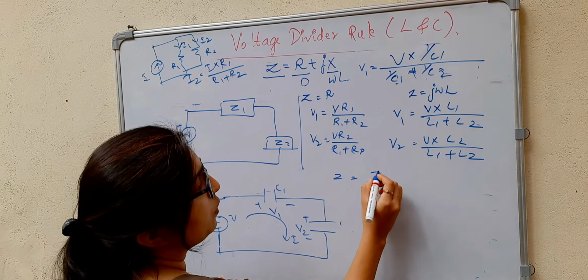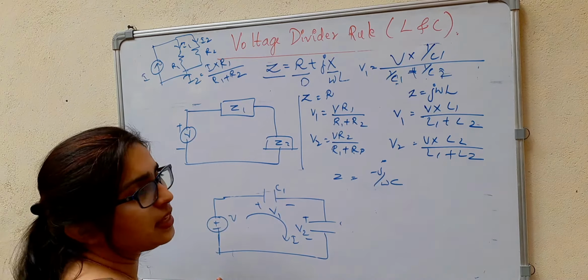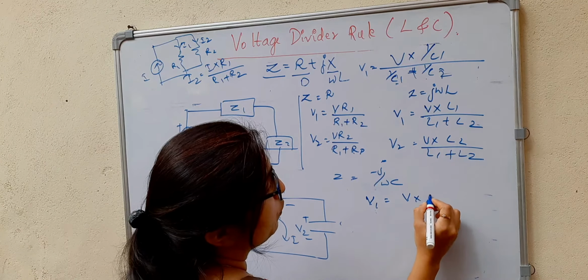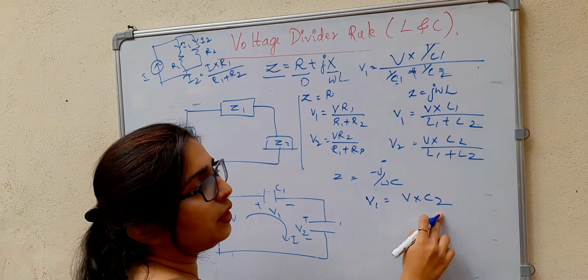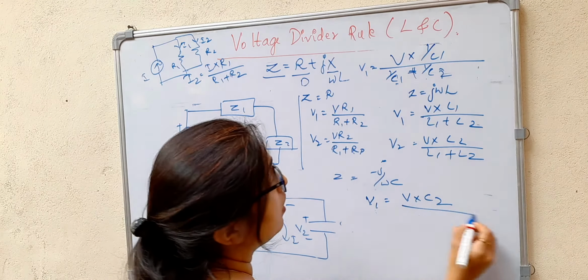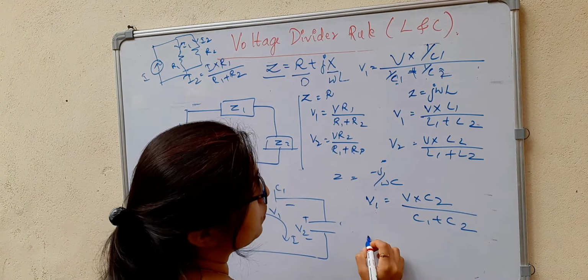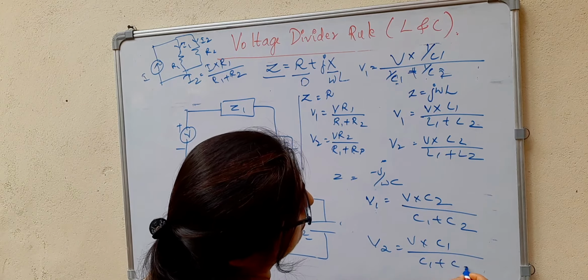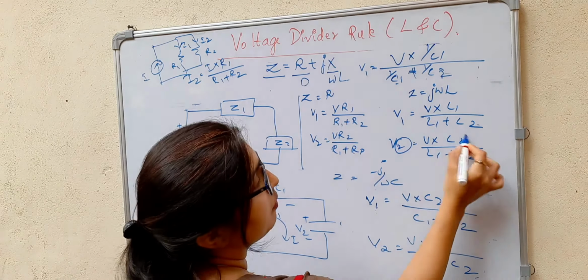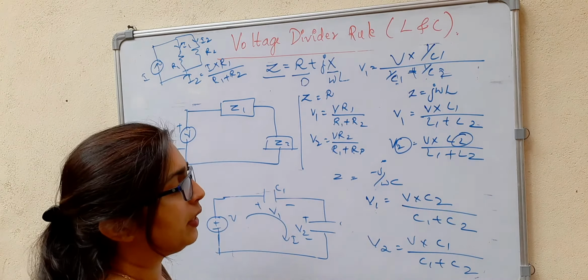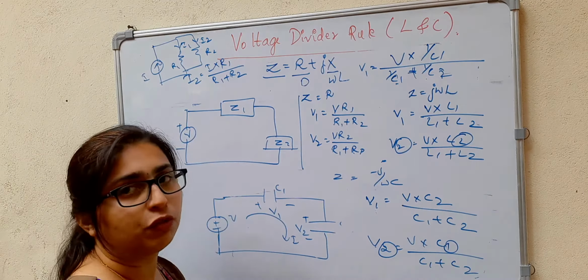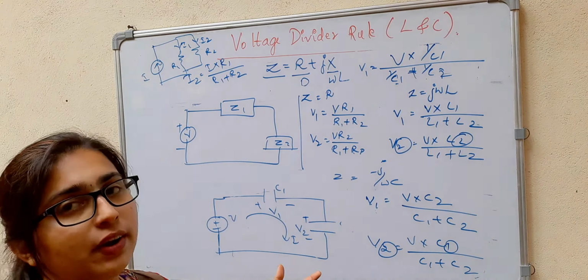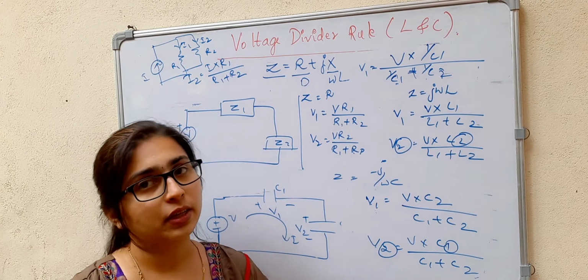But if Z is equal to minus J divided by omega C, that means if you are considering the capacitor, V1 will be equal to V into C2. See, it is similar to the current divider rule of the resistor, divided by C1 plus C2. V2 is equal to V into C1 divided by C1 plus C2. Here we have the same V2, L2, but here we will be having a different one for the capacitor. Okay, so this is the voltage divider rule for the inductor and the capacitor.